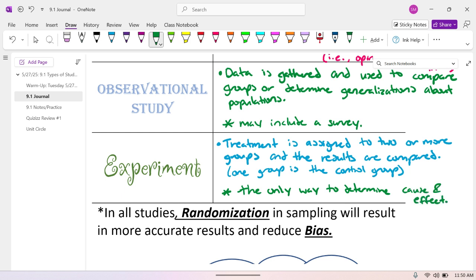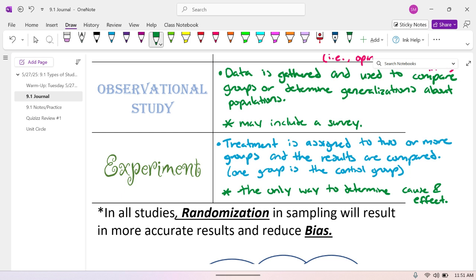So what I mean by that is experiments are the only way to determine if I give someone this, it affects this. So here's the cause, here's the effect. Observational studies do not do that. Neither do surveys. Surveys can give you an idea of opinions, but they don't actually show cause and effect. Same thing with observational studies. You can observe behavior, but you can't prove that because of this, it causes this. All right.